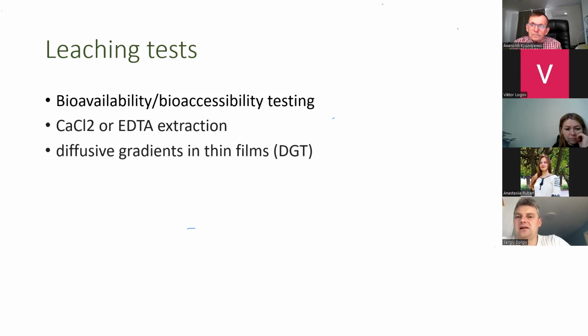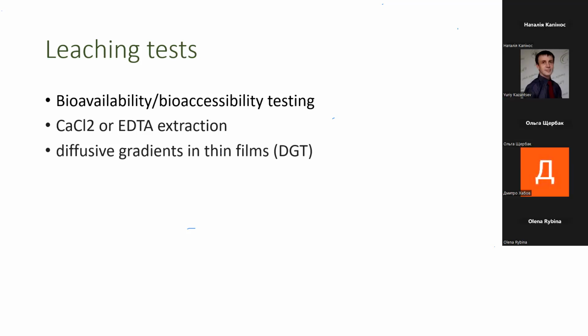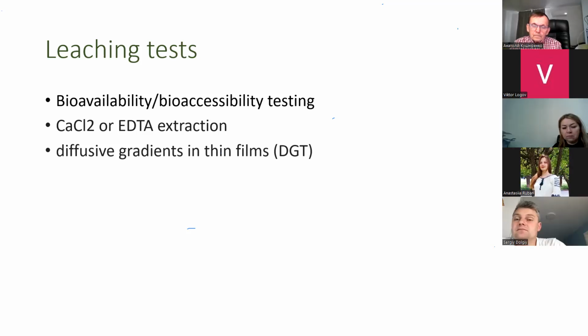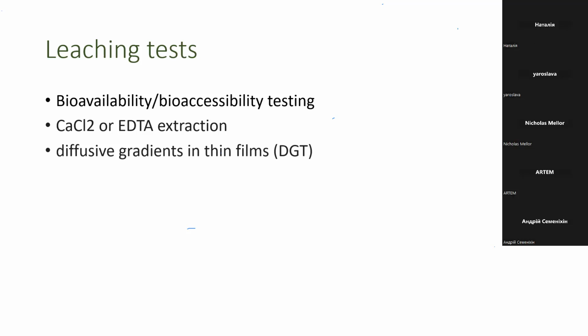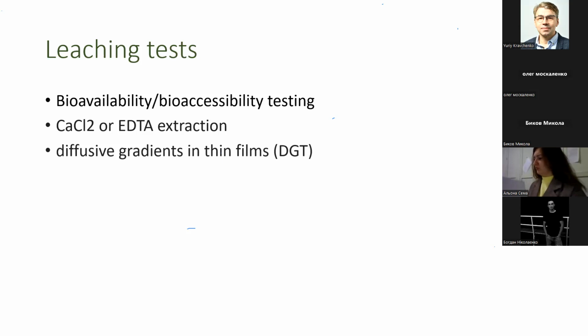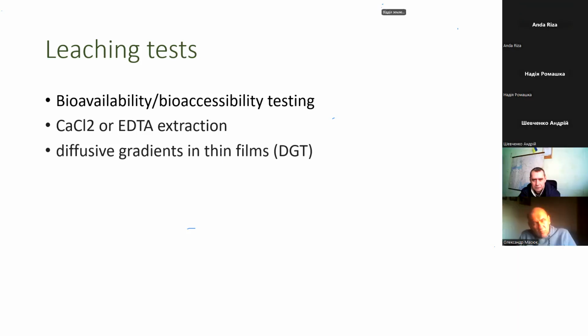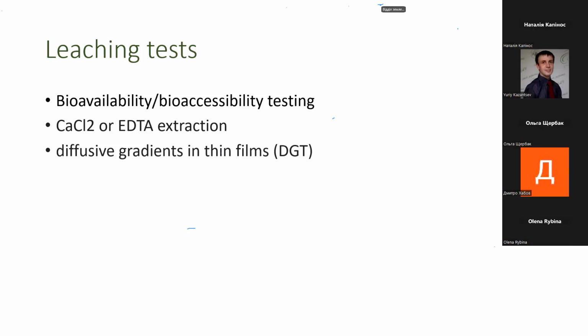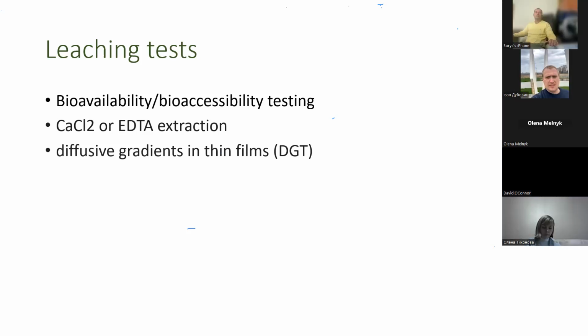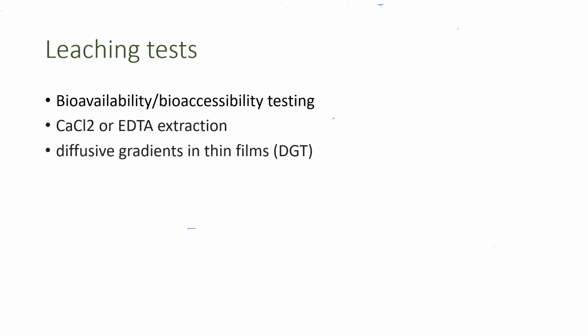There is another method of testing the availability of contaminants, which is diffusive testing. Commonly, this is performed using what are called DGTs, or diffusive gradient thin films. This would involve putting a device into the soil where it would remain for a period of time, allowing contaminants to absorb or diffuse into the device over time.